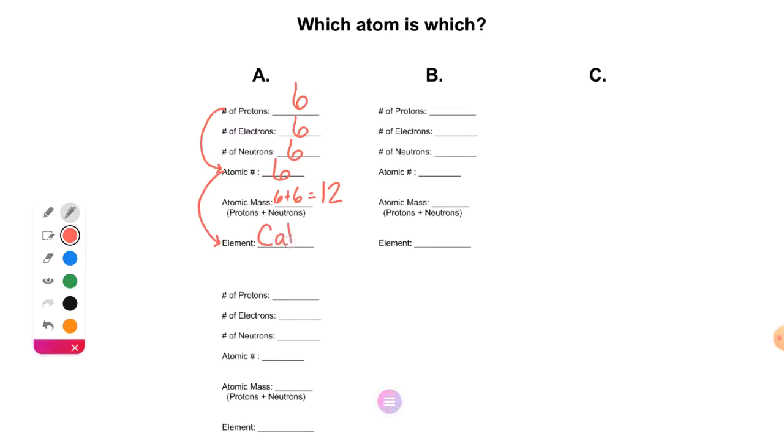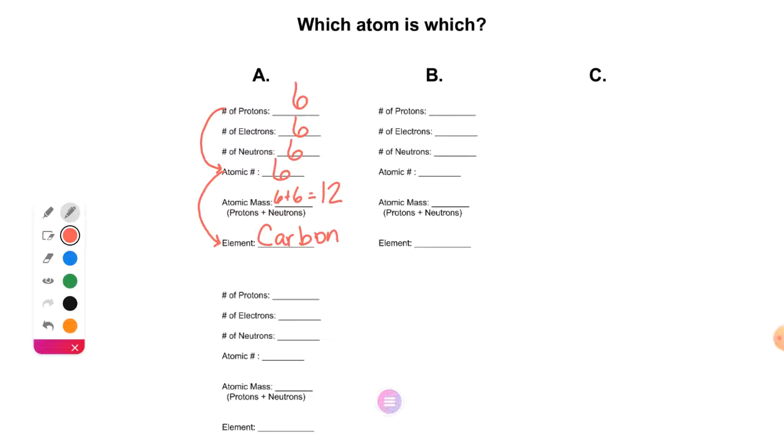Then we should be able to check the atomic mass on the periodic table. What does the atomic mass say? Reese? On the periodic table, look at number 6, carbon, and what does the atomic mass show? 12.01. We said the atomic mass is 12. Are we good? Yes.